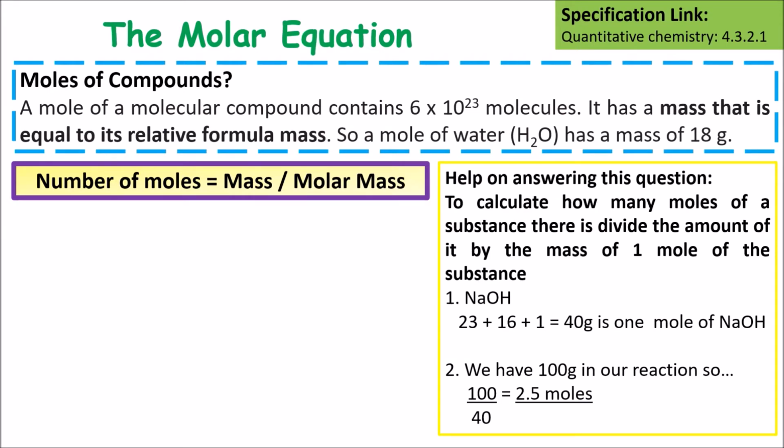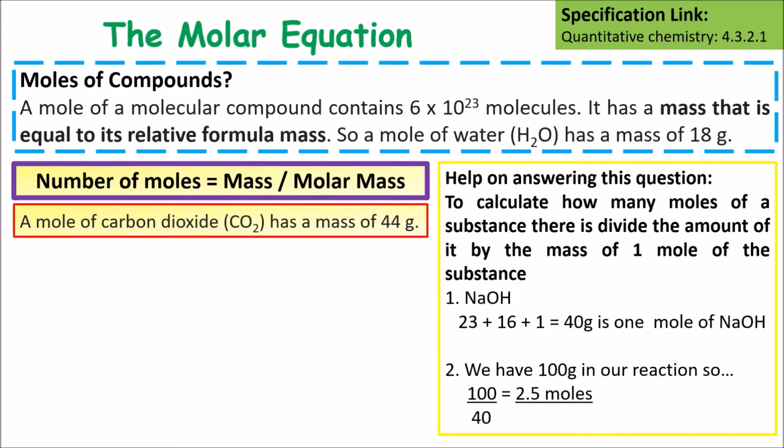A mole of a compound contains 6 times 10 to the power of 23 molecules, so it has a mass that is equal to its relative formula mass, right? So we can also use this to work out compounds such as H2O, which has a relative formula mass of 18, so 1 mole of water is 18 grams. A mole of carbon dioxide has a mass of 44 grams.